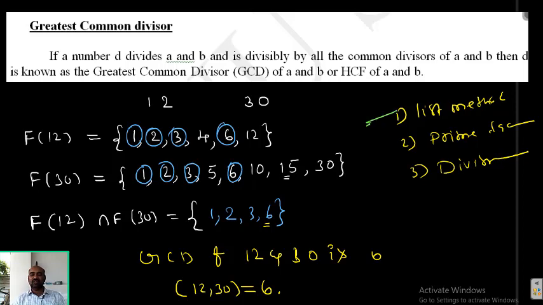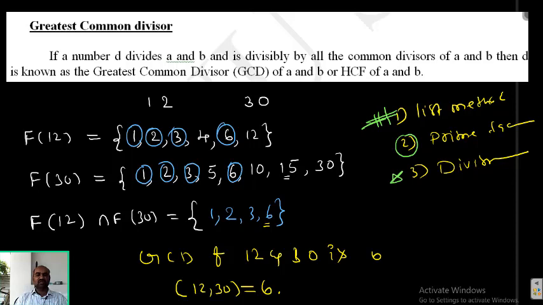What I explained is the list method. Next, I will explain the prime factorization method. After that, I will explain the division method. In general, in examinations, we will use the division method to find the GCD of the given numbers. The list method has a demerit: if numbers are bigger, finding factors and intersection becomes difficult. Now I am going to explain the prime factorization method to find the GCD of two or more numbers.